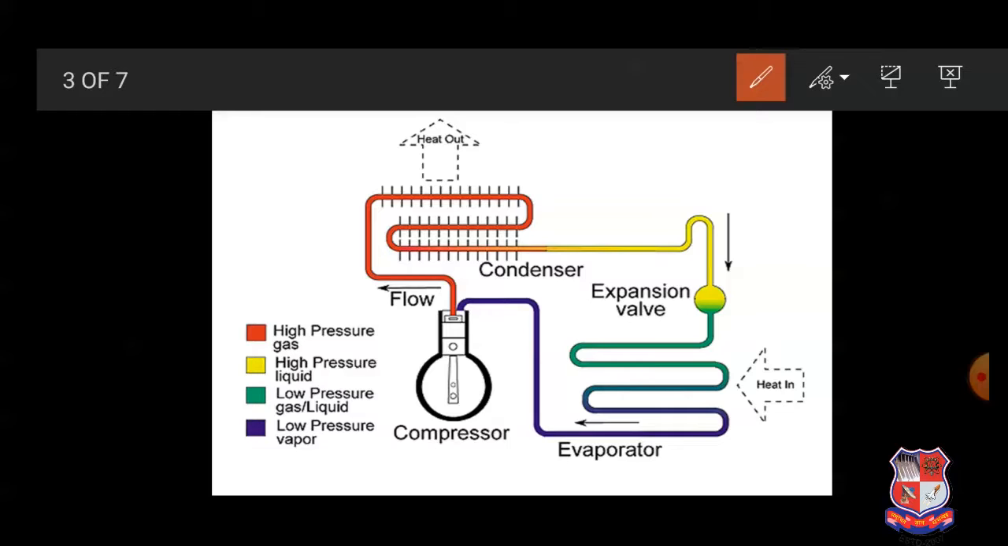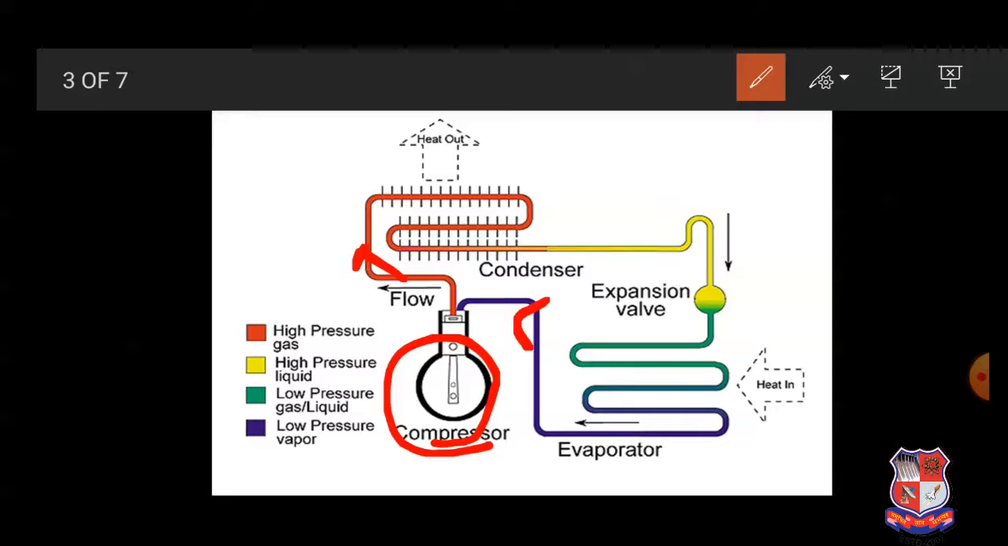In the vapor compression refrigeration cycle, low pressure, low temperature vapor refrigerant from the evaporator is drawn into the compressor with the help of the inlet or suction valve. Now the low pressure, low temperature vapor refrigerant is compressed in the compressor. It becomes high pressure, high temperature vapor refrigerant which is discharged into the condenser. So after the compressor we get high pressure, high temperature vapor refrigerant.